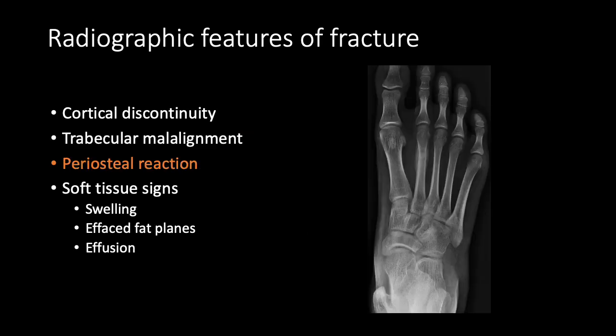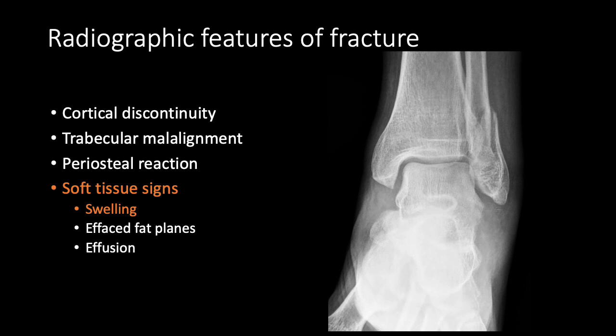The next feature is periosteal reaction, in which the periosteum responds to injury by forming a new layer of bone along the surface of the underlying cortex. An example of that is shown here at the distal aspect of the second metatarsal of the foot. You can see evidence of periosteal reaction as well as the underlying fracture.